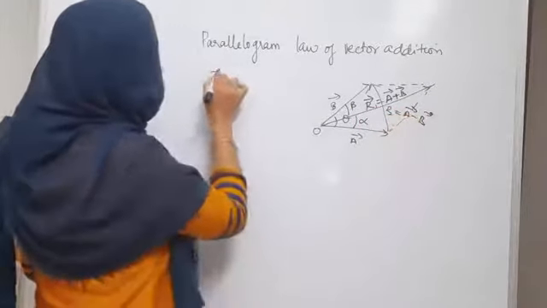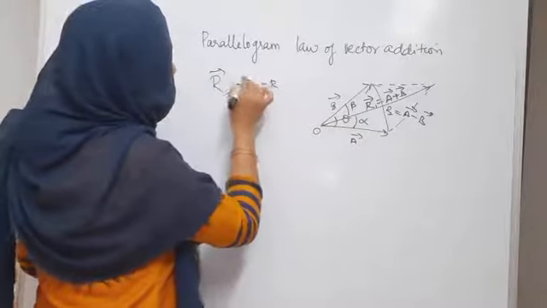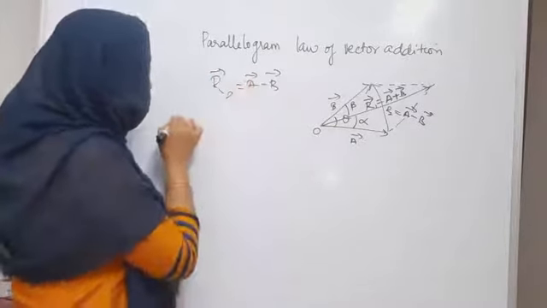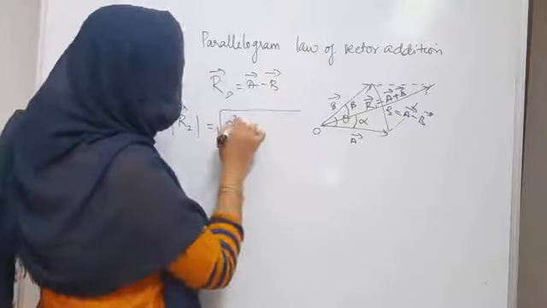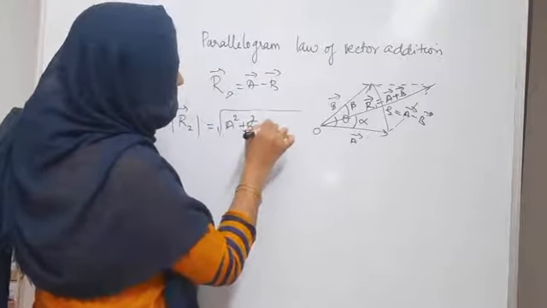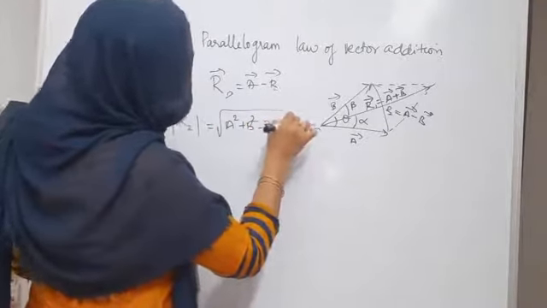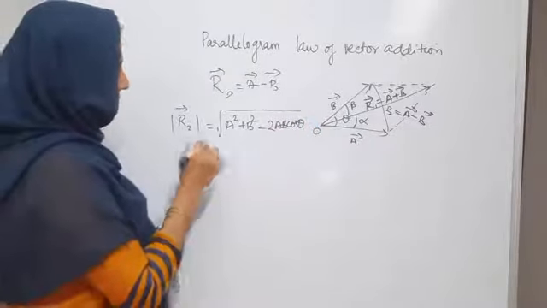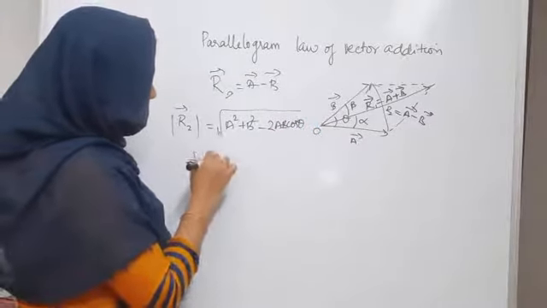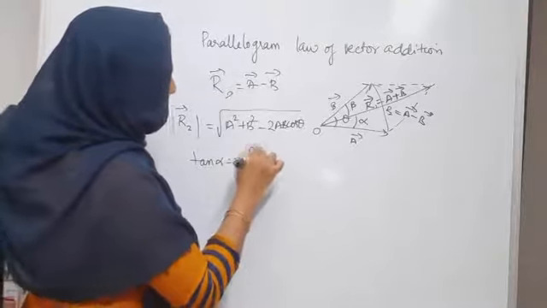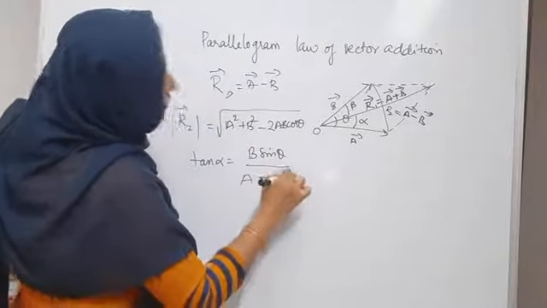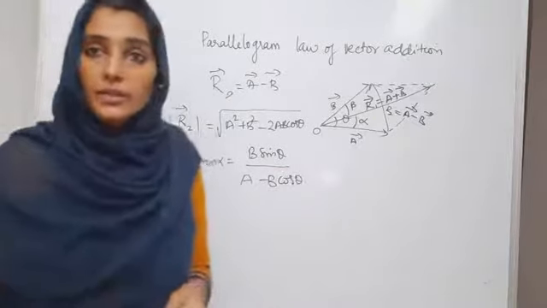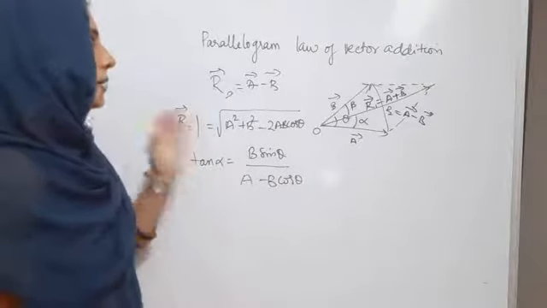So if this is R1, then we can write R2 is equal to A minus B, vector A minus vector B, and the magnitude of R2 is given by root of A square plus B square minus 2AB cos theta. And the direction is given by tan alpha is equal to B sin theta divided by A minus B cos theta. So in this way, you can also find the difference of two vectors by the parallelogram law of vector addition.